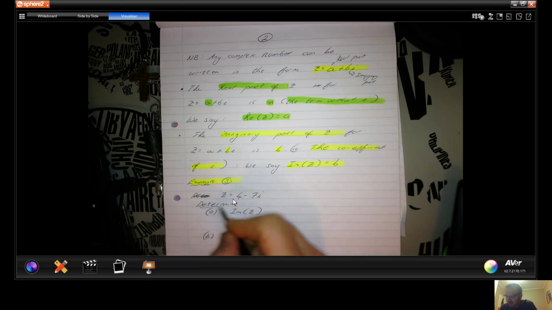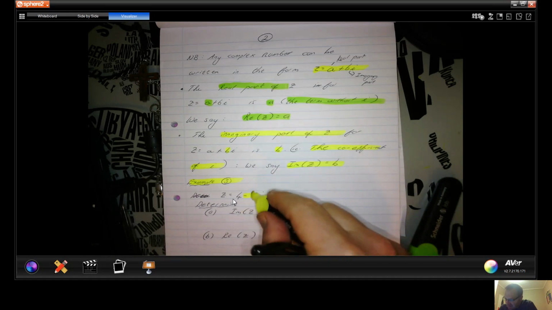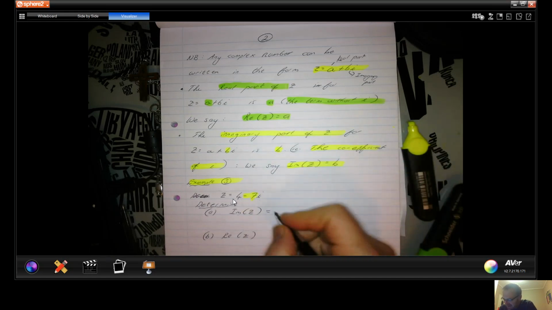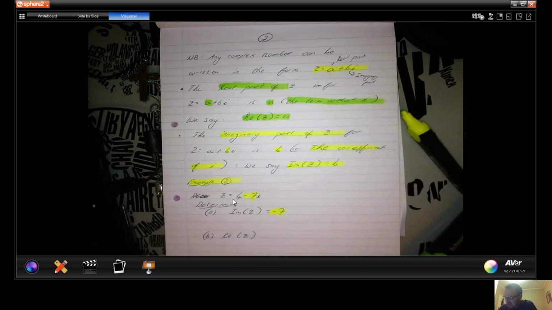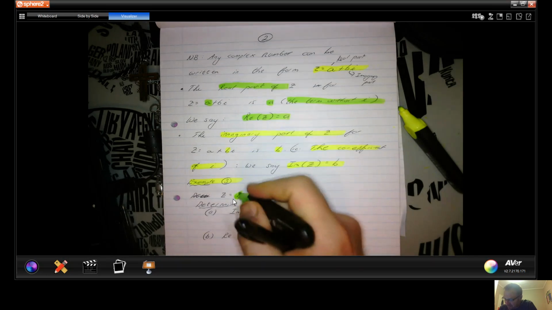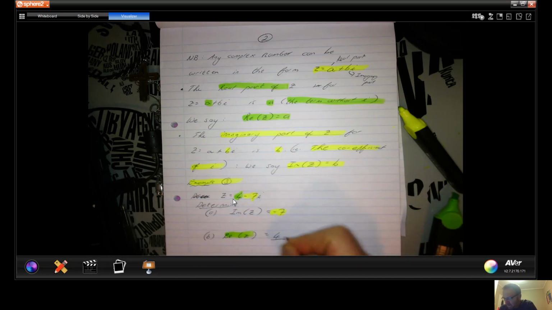If the question says find the imaginary part of Z, the instruction could just have been write down. The imaginary part of Z is simply the coefficient of i, which is negative 7. And the real part of Z is the term without i in it. So the real part of Z is equal to 4.